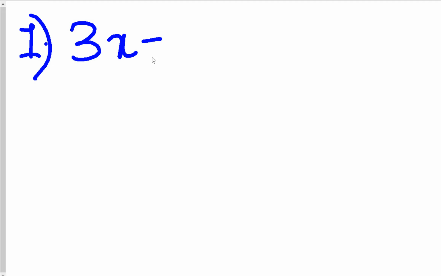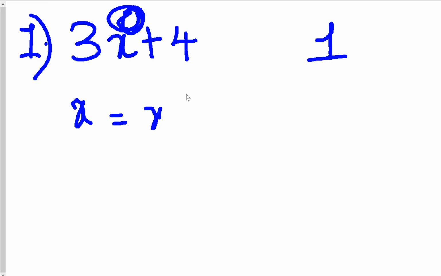So let's see a few examples of polynomials. The first example is 3x plus 4. Here the degree of the variable is 1. Let's understand what degree is. Degree is the highest power of the variable that is present. Here x is x to the power 1, that's why I've written it as x. So the degree is equal to 1.